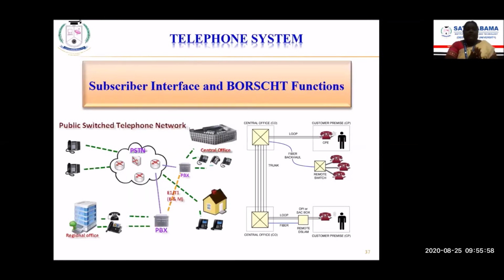Now we go on to the next topic, that is the telephone system, the subscriber interface or the BORSCHT functions. We commonly call them BORSCHT functions, and we will see in detail what a BORSCHT function is. That is the public switched telephone network. There is a subscriber line interface that is connecting the telephone exchange to the subscriber.